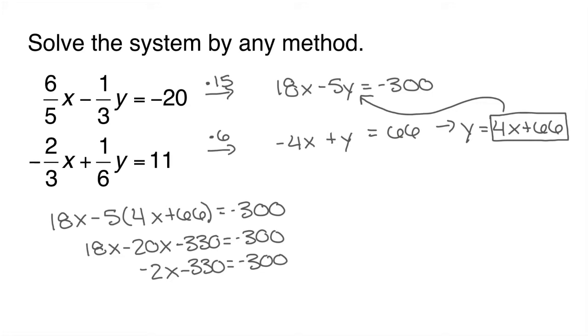We then add 330 to both sides to get negative 2x equals 30. And finally, we divide both sides by negative 2 to get x equals negative 15.